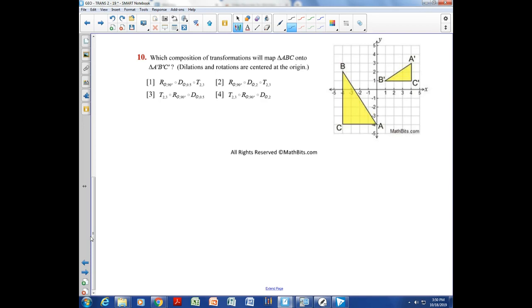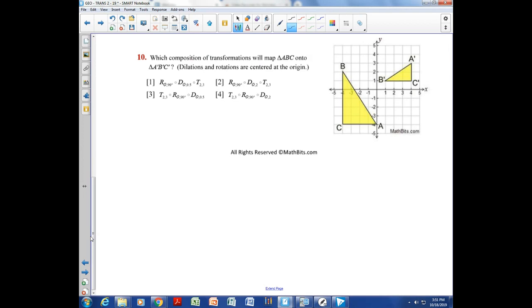And when I just look at the graph, I see that triangle ABC is much larger than triangle A prime, B prime, C prime. So I know that at some place in this composition, they want me to choose which one is going to take that triangle and put it on top of the other one. I know that it has to be one that makes this triangle smaller. Well, the only thing that makes a triangle bigger or smaller are going to be dilations. And the only one that's going to make it smaller is going to be a scale factor of less than 1 and greater than 0.